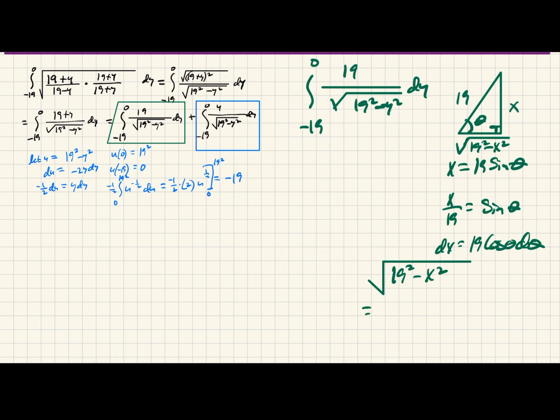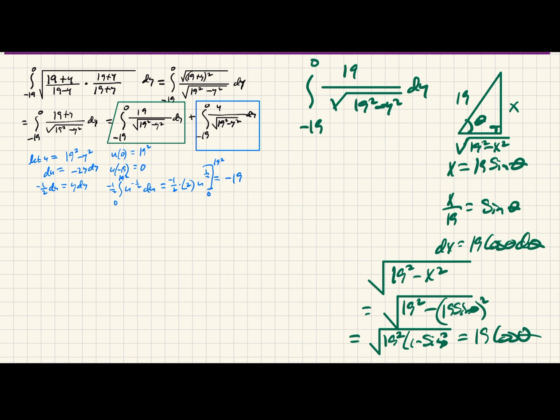So that's going to be the square root of 19 squared minus, okay, now x is 19 sine theta, and that's squared. And so now I'm pulling a 19 out, right? So I've got the square root of 19 squared times 1 minus sine theta squared. But that is 19 cosine theta, right?